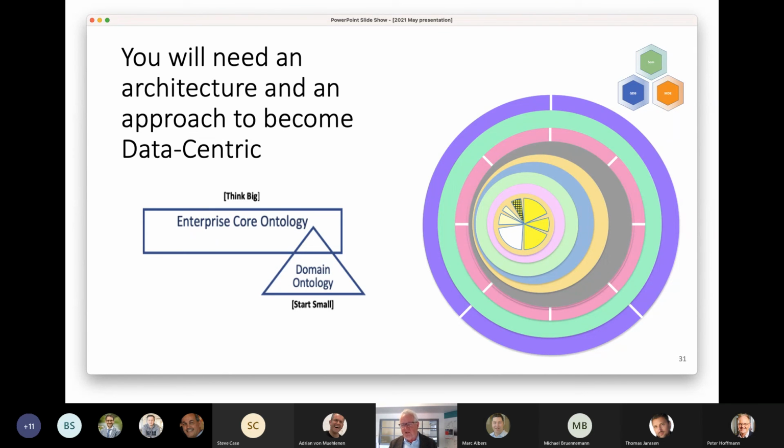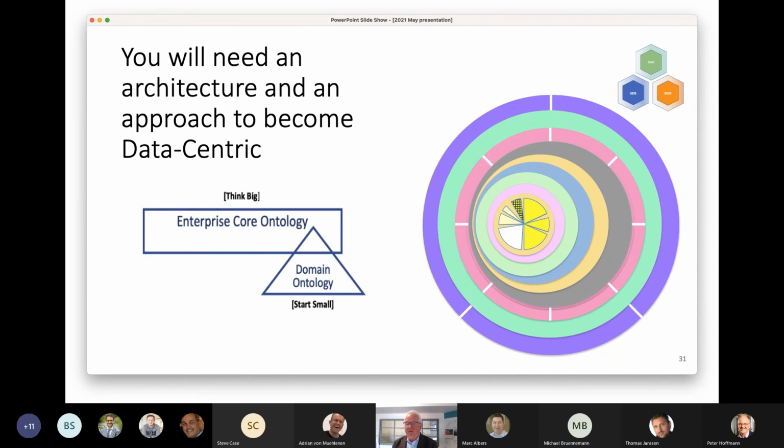The other side is you need an approach. And the approach that we take, we call it think big and start small. Everyone wants to start small these days, and it's not a bad strategy. You know, agile and everything is about starting small, but you run a risk starting small with this stuff that you will just build another silo.